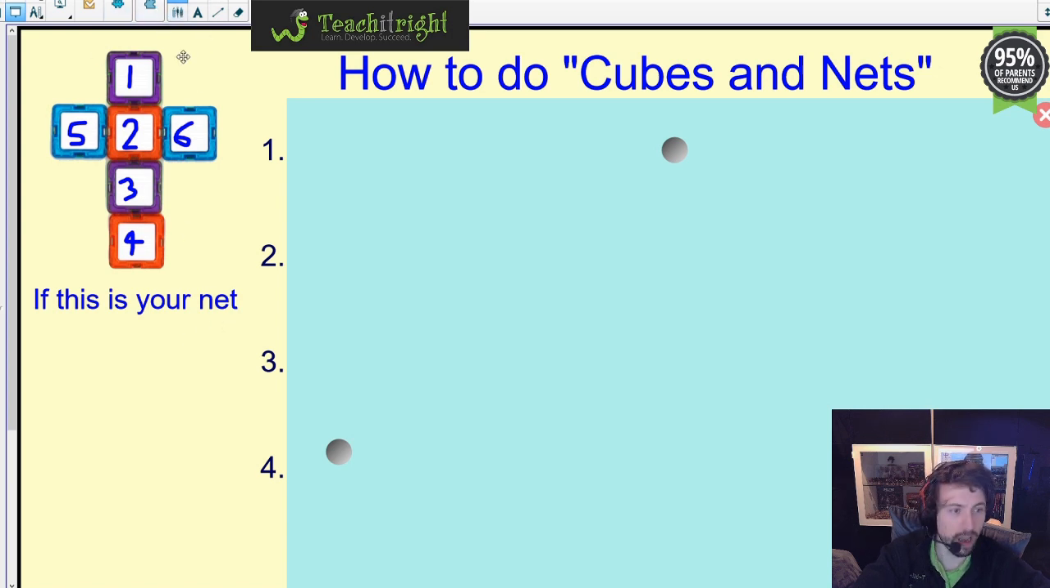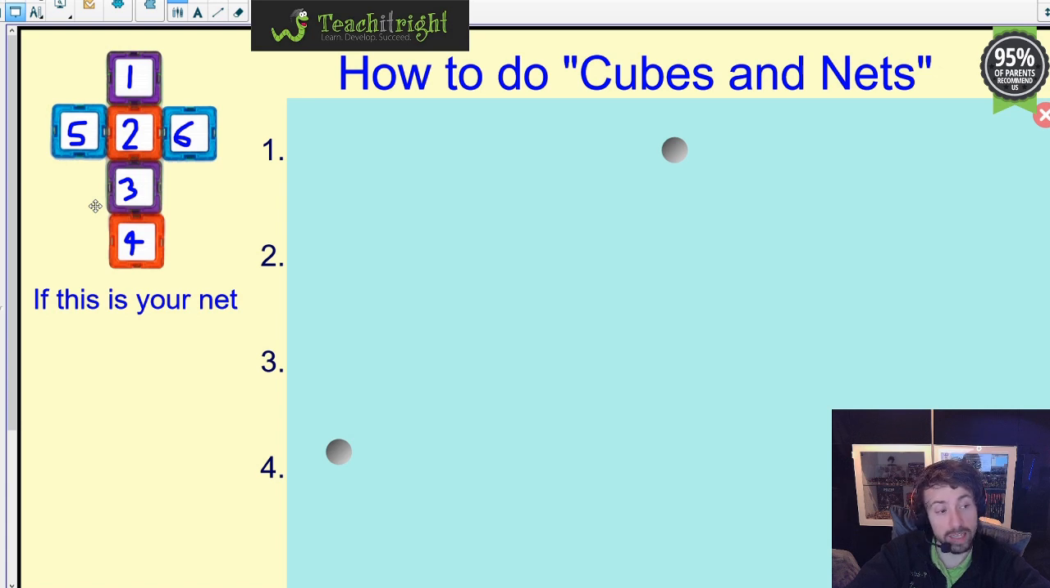You can see I've got my net, and on it the faces have numbers. Sometimes there'll be letters, sometimes there'll be shapes, sometimes there'll be numbers. The reason I've chosen numbers for this example is just because they stand out, and it's quite easy to notice if a number is back to front or the wrong way around. So you'll see that in just a moment. But again, they can be all sorts.